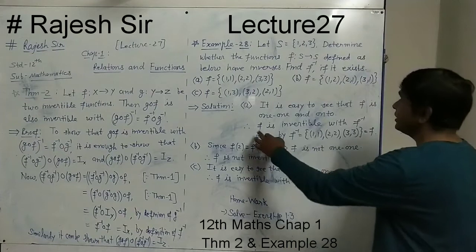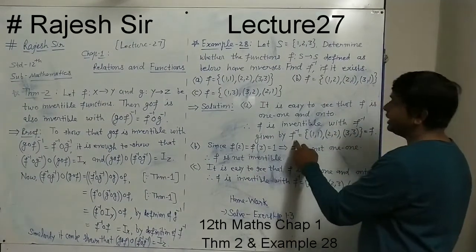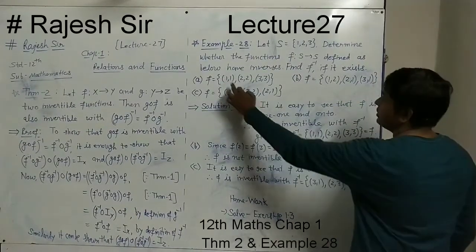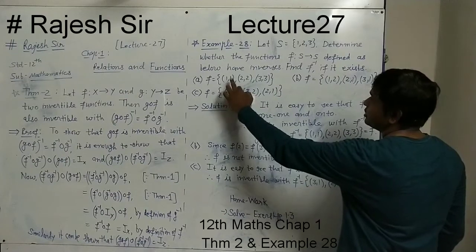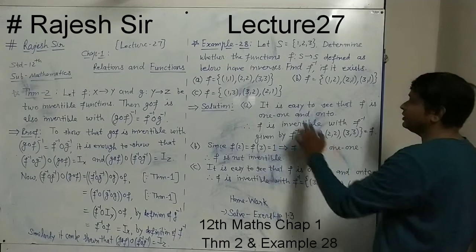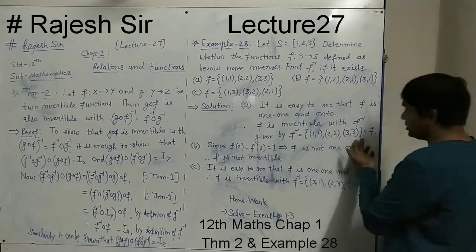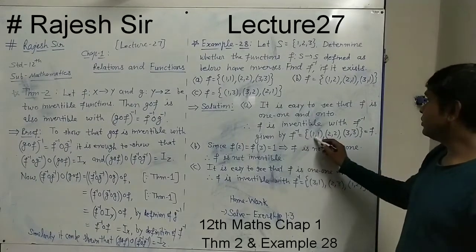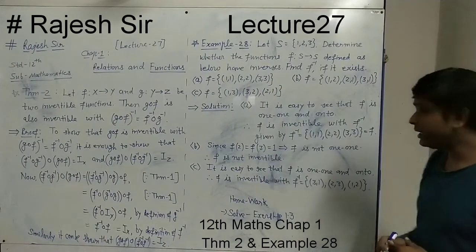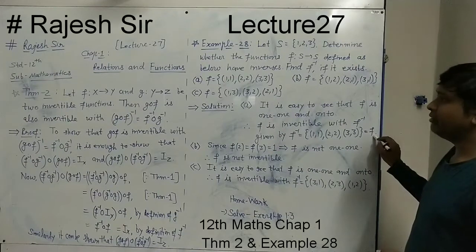So that way we can say F is invertible, with F inverse defined by reversing the element and image. This is the element and this will be the image. So (1,1) is reversed, (2,2) also reversed, (3,3) also reversed. So F inverse is (1,1), (2,2), (3,3) and F is also (1,1), (2,2), (3,3). The same we are getting. So in this particular question, F inverse equals F.